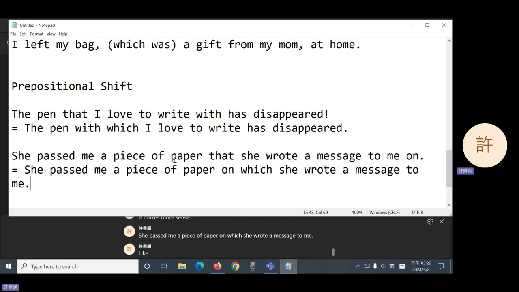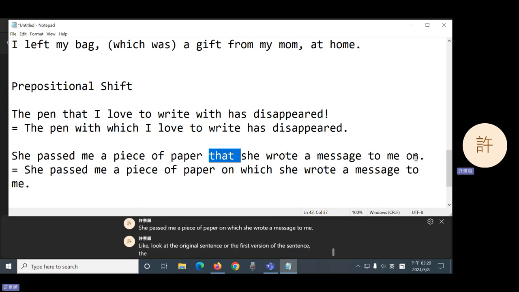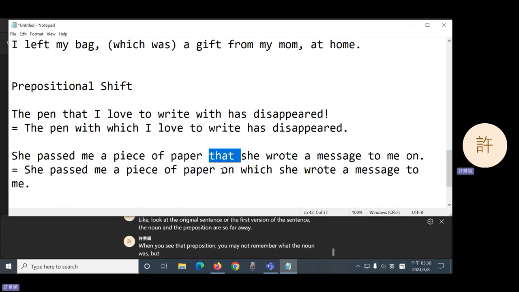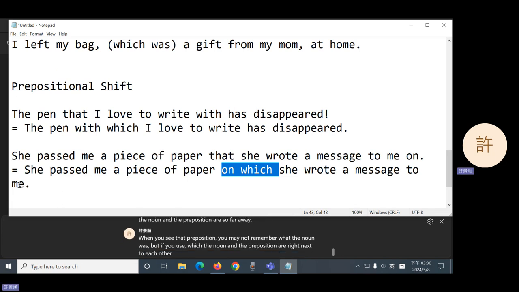Look at the original sentence, or the first version of the sentence. The noun and the preposition are so far away. When you see that preposition, you may not remember what the noun was. But if you use which, the noun and the preposition are right next to each other. And the sentence ends with a noun, not with a preposition.